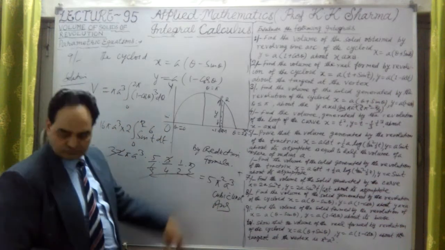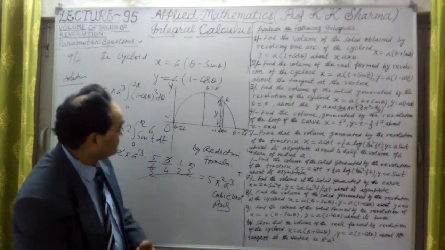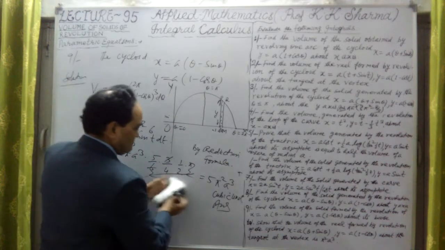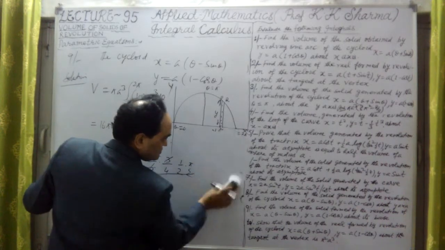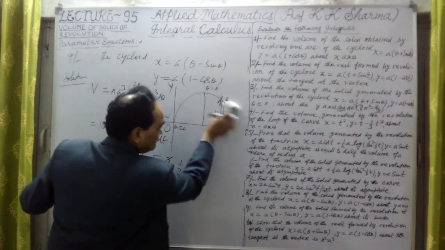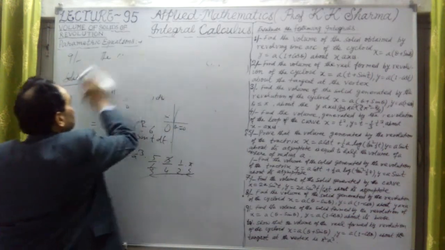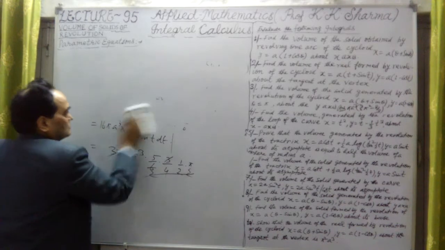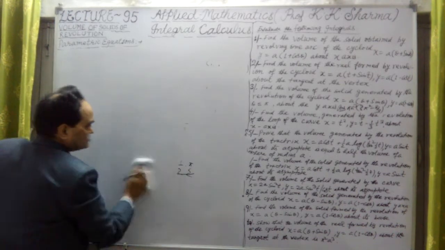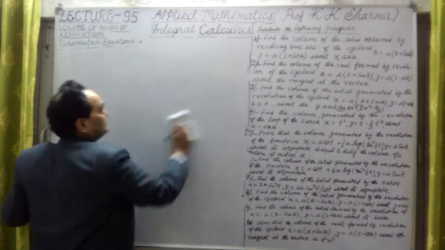Question number 9 we have finally done. This is the answer here, 5 pi square into a cube. Now let us talk about question number 10. What does question number 10 say? Let me check it.